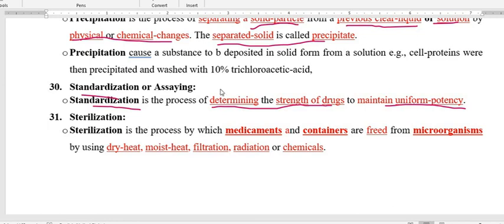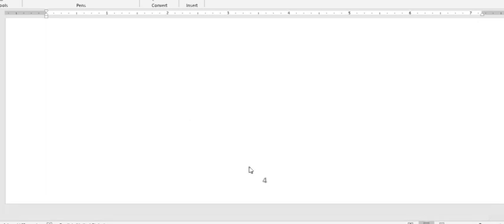Whereas sterilization is a very important terminology, and this is also a process by which a medicament or container, or whatever you want to sterilize, is freed from microorganisms by applying dry heat, moist heat, filtration, radiation, or chemicals. This is called sterilization. So this is all about the practical class.